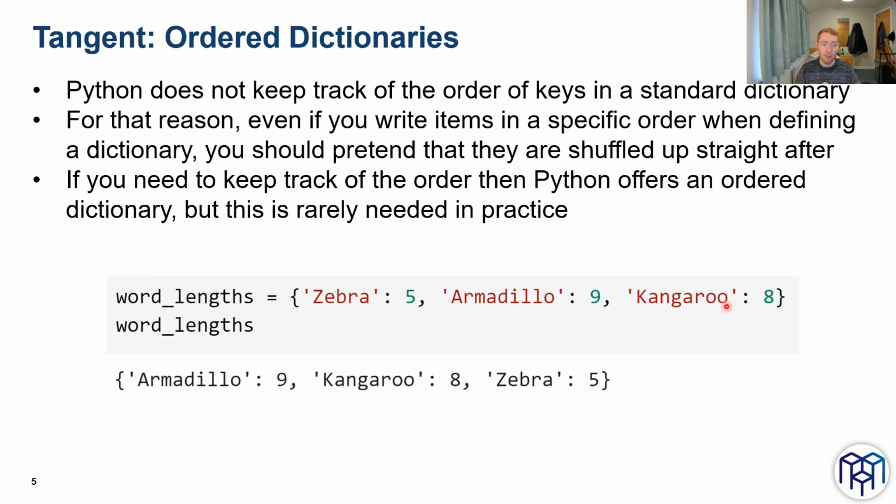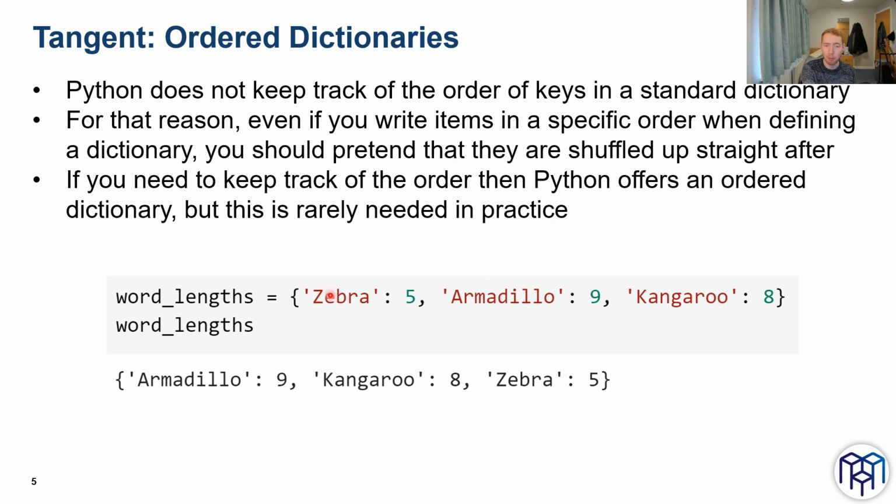And so, if you need to keep track of the order of things in a Python dictionary, then you can use what's called an ordered dictionary. But it's rarely the case you want to do this. If you have a dictionary that has an order to it, well, then you probably want to be using a list. Lists are used for ordered data. But if you want to use an ordered dictionary, have a search for that. You can see how you do it.